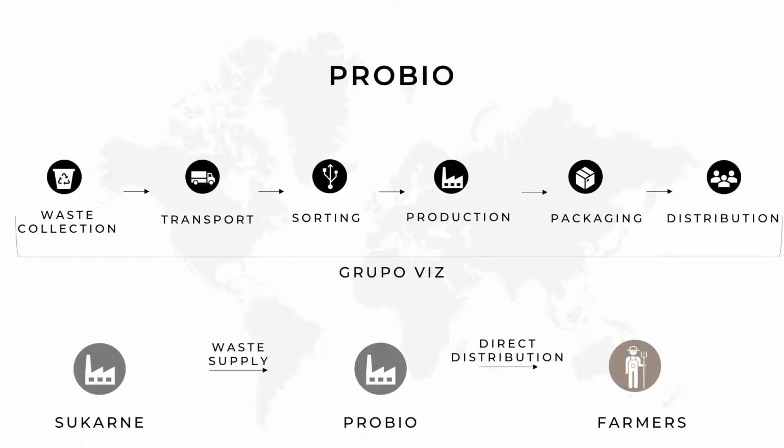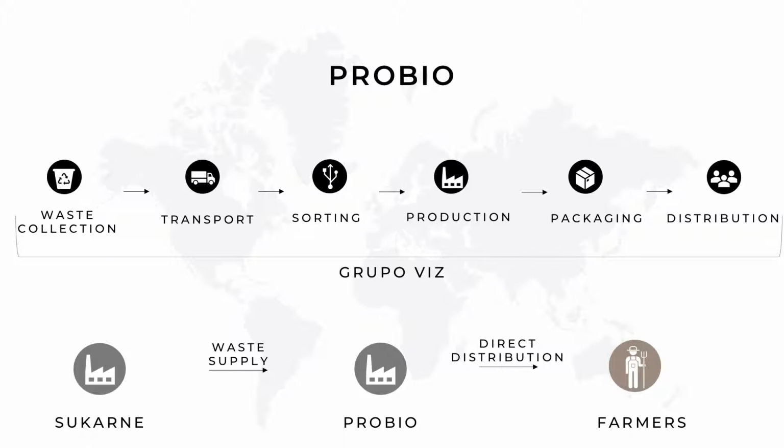It has 3 main products: compost, vermicompost, and nutrient-rich liquid fertilizer that are sold directly to vegetable, fruit, and grain crop farmers. Now, what you see with this case example is that in the case of ProBio, the whole supply chain from waste supply to direct sales to farmers is in the hands of the holding company Grupo Vis. Very integrated.